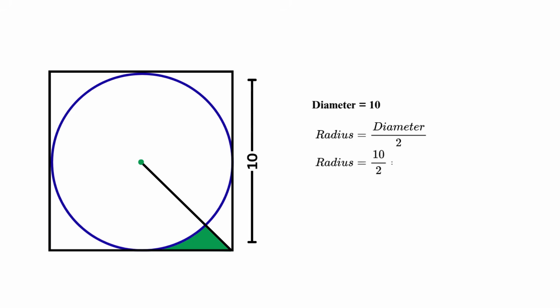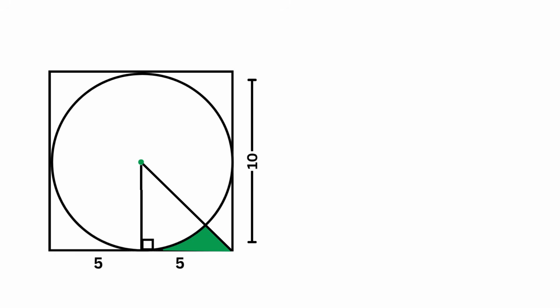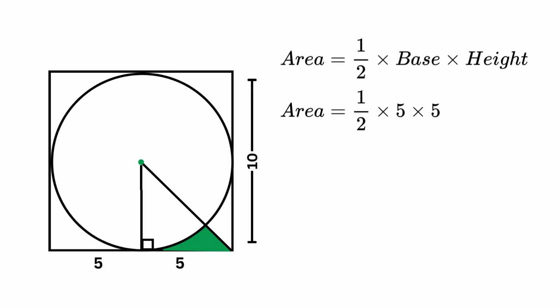which equals 5 units. Now, if we draw a radius to the bottom side of the square, it divides the bottom side into two equal parts. It also forms a 90-degree angle with the bottom side. So here, a right triangle is formed. Now, we are going to find the area of the right triangle. The area formula of a right triangle is 1/2 times base times height. Here, the base is 5 units, and the height is also 5 units. So, the area is 1/2 times 5 times 5, which gives us 25/2, or 12.5 square units.